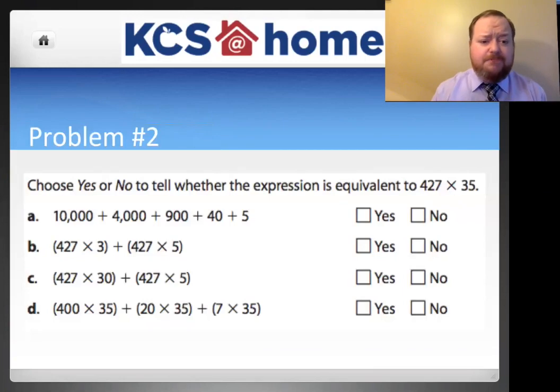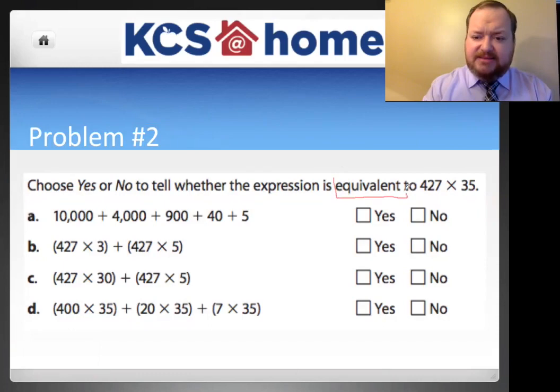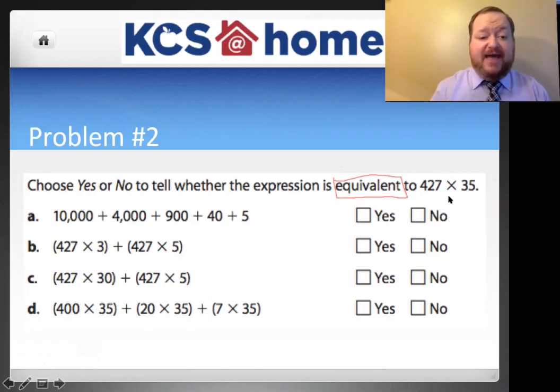All right, problem 2. It says choose yes or no to tell whether the expression is equivalent to 427 times 35. Now that word equivalent, just as a reminder, means it has to be the same as, or it has to be equal. So we're looking at 4 choices down here, and we're trying to figure out which ones are equivalent or equal to 427 times 35.